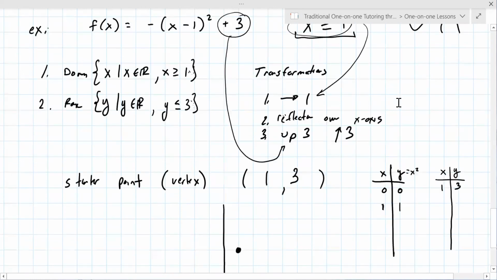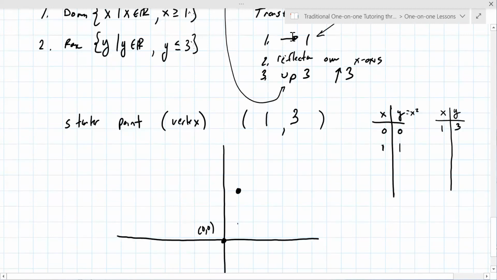Okay. So the next point right here, 1, 1, which is normally here, we have to do the same set of transformations. Let me scroll up here so we can see them. The first one is you go right 1. So to go right 1, this 1 becomes a 2 because you're going to the right. This one right here, you reflect it over the x-axis. So instead of it being positive 1, it's negative 1. And then you add 3 to it.